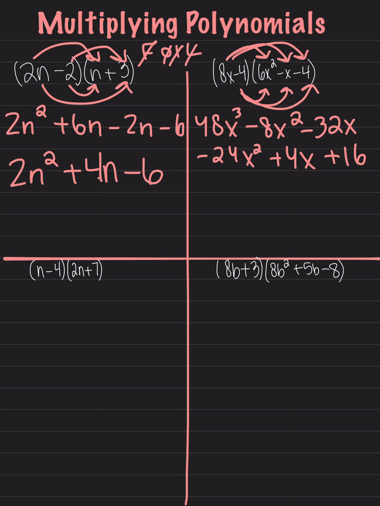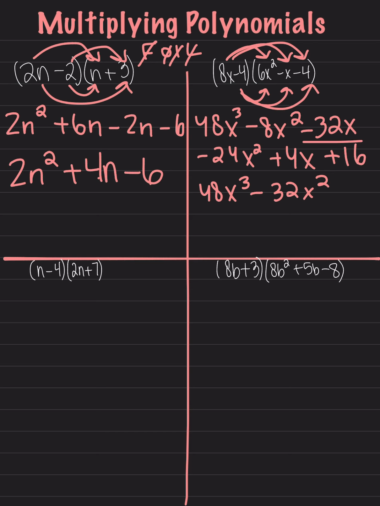Now I'm going to go ahead and simplify this. The cubes I can't simplify any further, so it's just 48x cubed. However, the squares I can simplify. We have negative 8x squared minus 24x squared. This gives us negative 32x squared.